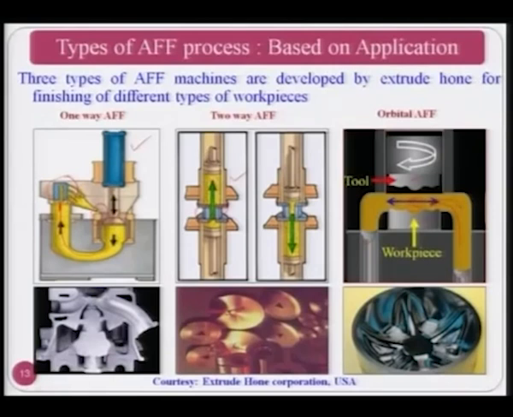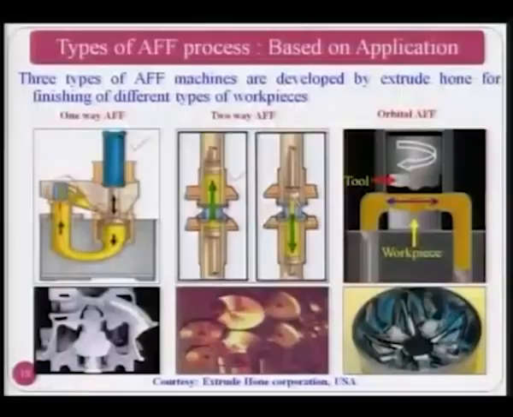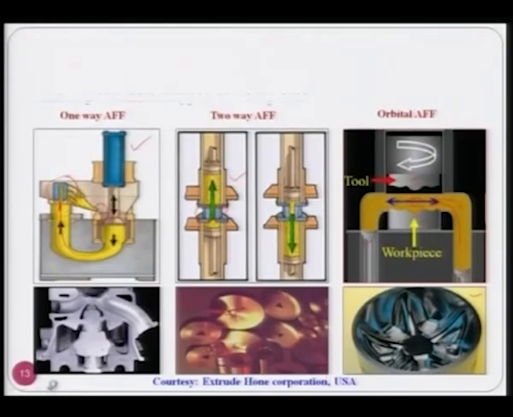As a result of that, the surface roughness value goes down, and you have a better surface finish. So, you can see here the kind of components that are finished by each type of AFF setup. This is one way, this is for two way because there are through holes or through cavities over there, and this is again the blind cavities, which uses the orbital abrasive flow finishing process.